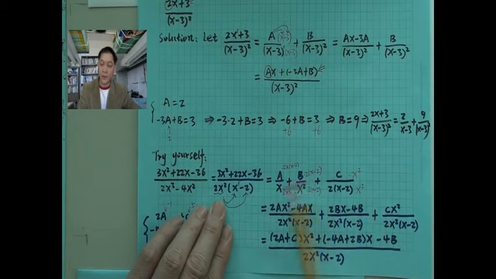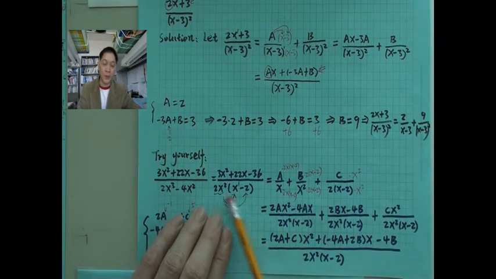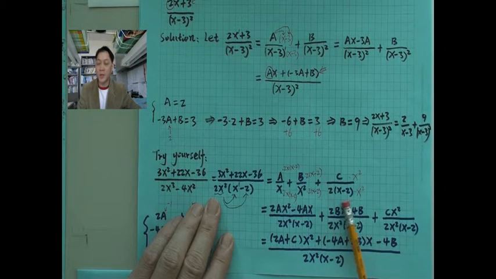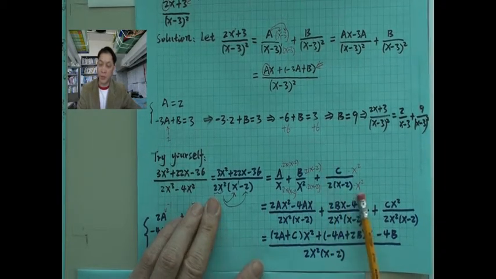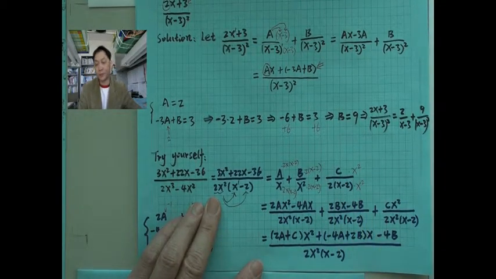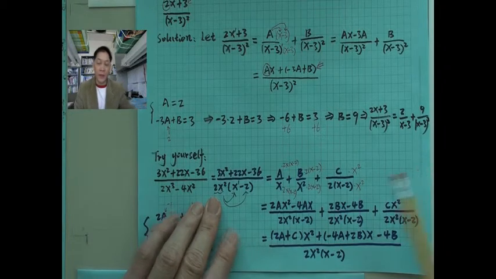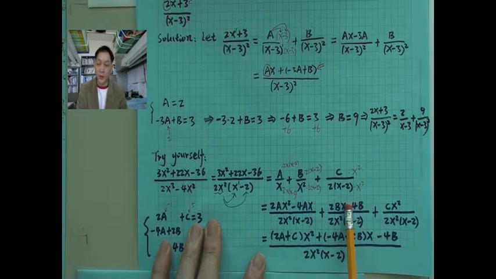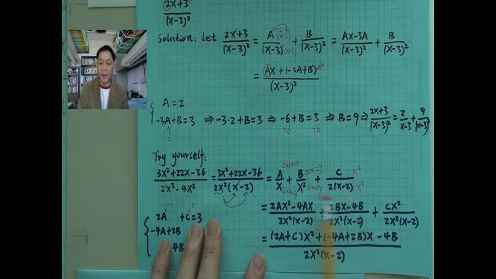A, B are the constants. And then we have a 2x minus 2 put right here for the third denominator of the fraction. C is the constant. Okay, this will be the form for the partial fraction decomposition. So we need to find out A, B, C.